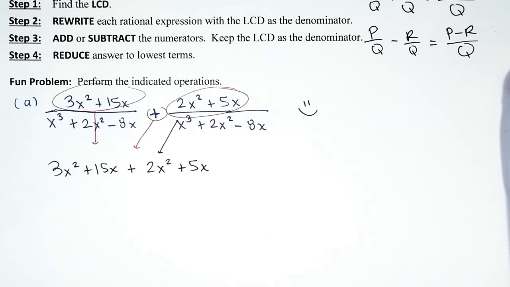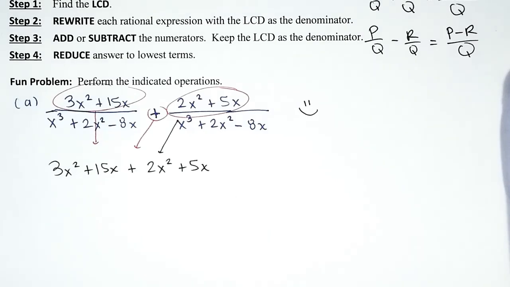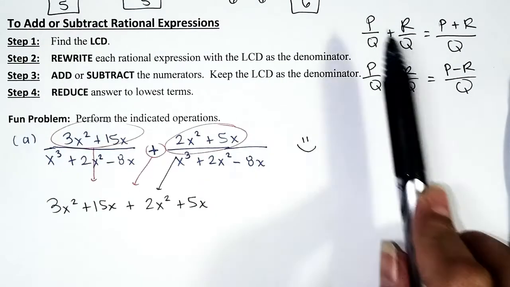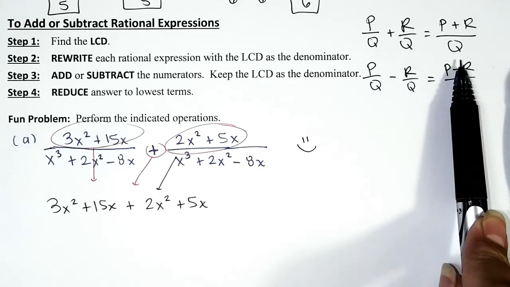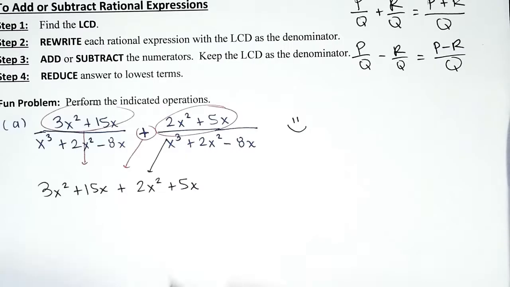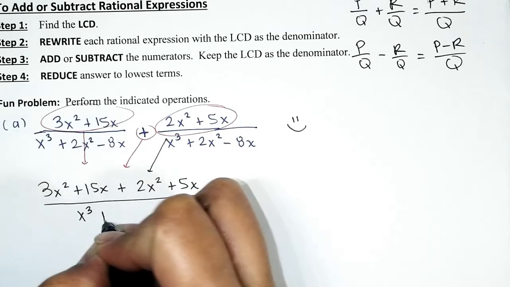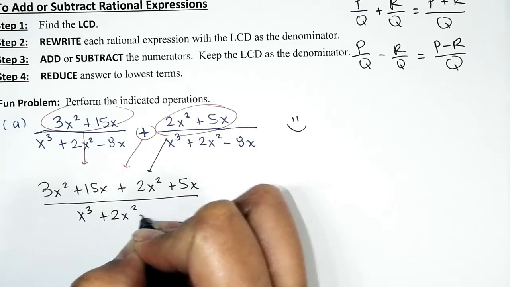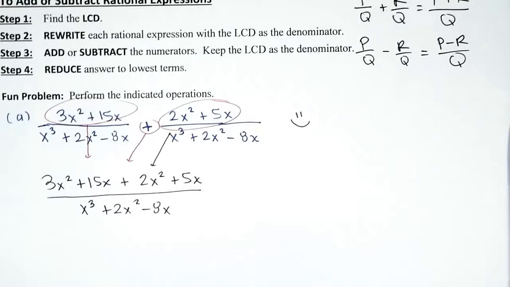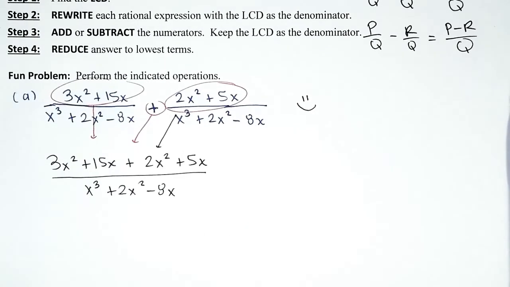Okay, so again, how do we add two rational expressions that have the same denominator? We're going to add the numerators and then write the sum over the common denominator. So like add and keep the bottom. Okay, so that will give us x cubed plus 2x squared minus 8x. Fantastic. So let's take our time, simplify the numerator, and then we'll ask ourselves, is this bad or reduced?